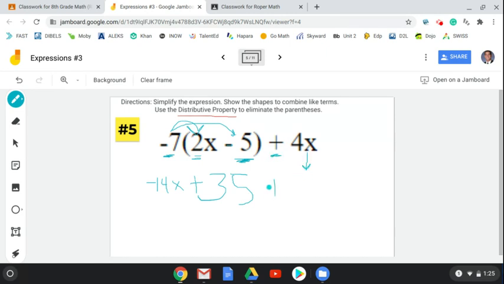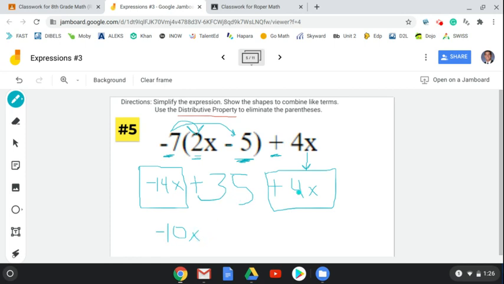I'm going to put positive 4x. From this point, I combine my like terms. My like terms are negative 14x and positive 4x. I'm going to put them in a box because they are like terms. They have the same variable x and the same exponent 1. So what is negative 14x plus 4x? Well, different signs subtract, keep the big guy, and I get negative 10x.